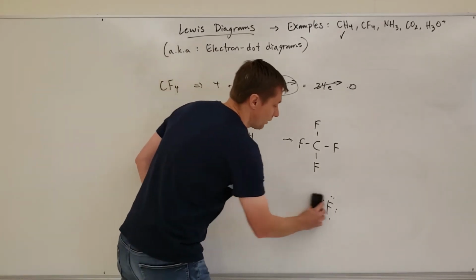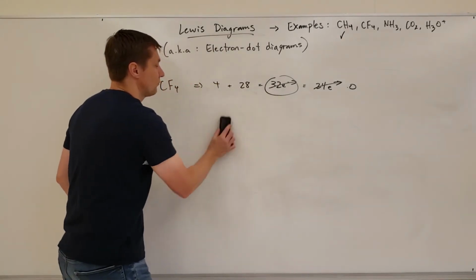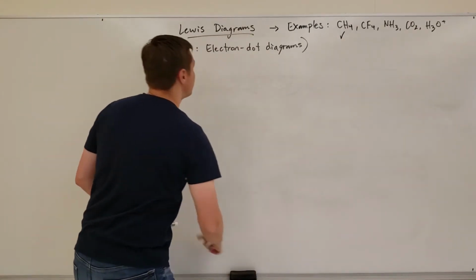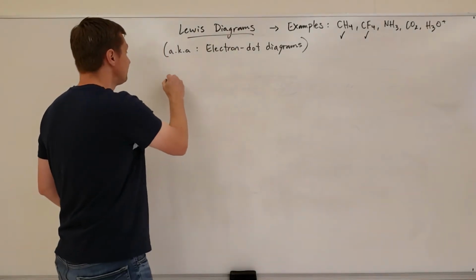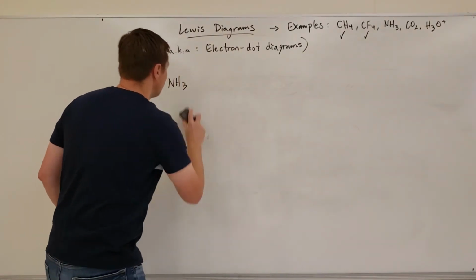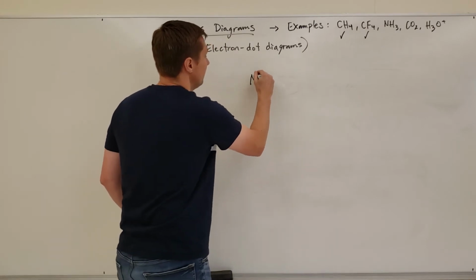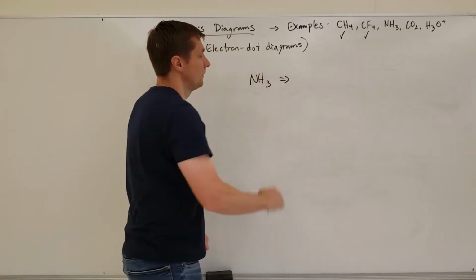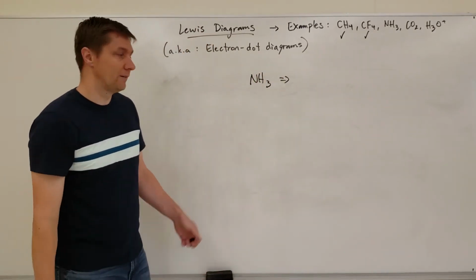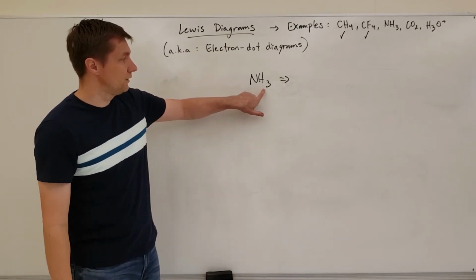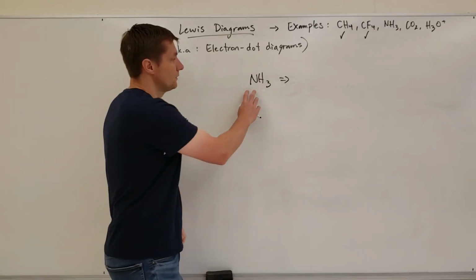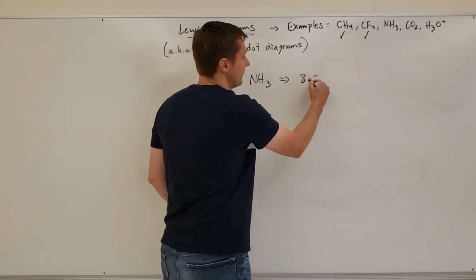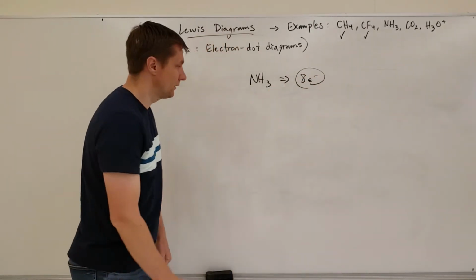All right, so let's take a look at our next example and our next set of rules. So our next example here is going to be NH3, or ammonia. So I go to the periodic table, count up my valence electrons. This has 5. This has 1 for the 3 of them, so there's going to be 3. So 5 plus 3 is 8 valence electrons altogether that I have to build this diagram.